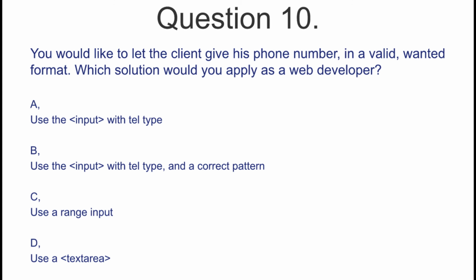Question number 10. You would like to let a client give his phone number in a valid wanted format. Which solution would you apply as a web developer? Option A, use the input with tel type as the type of input. B, use the input with tel type and a correct pattern for the option to provide the phone number. Option C, use the range input. Option D, use the text area. So your client wants to give his phone number in a valid format. Which solution would you apply?